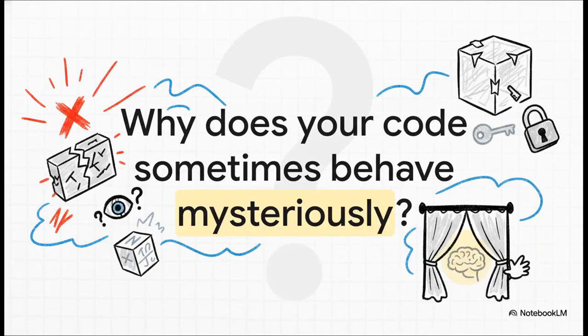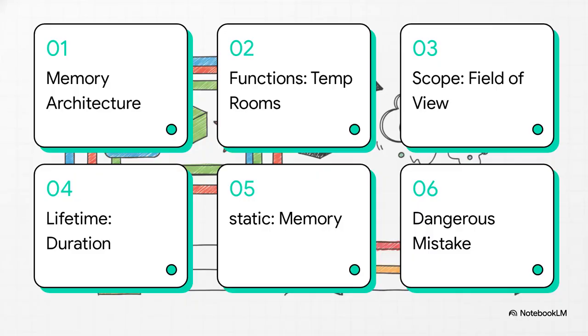You know that feeling, right? Where your code just does something weird. A variable suddenly doesn't have the value you swear you gave it, or the whole program just crashes out of nowhere. Well, the answer is almost always hiding in how C manages its memory, and we're going to pull back that curtain right now. So here's our game plan.